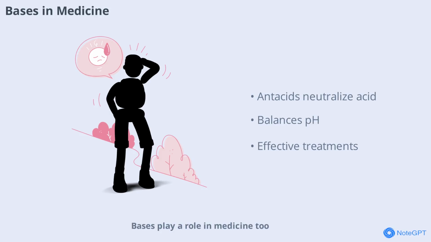Acids play a role in medicine too. Antacids are basic substances that help neutralize excess stomach acid, providing relief from heartburn and indigestion. Some medicines use bases to balance pH or to help deliver active ingredients effectively. Understanding how acids and bases interact helps pharmacists create safer, more effective treatments for patients.